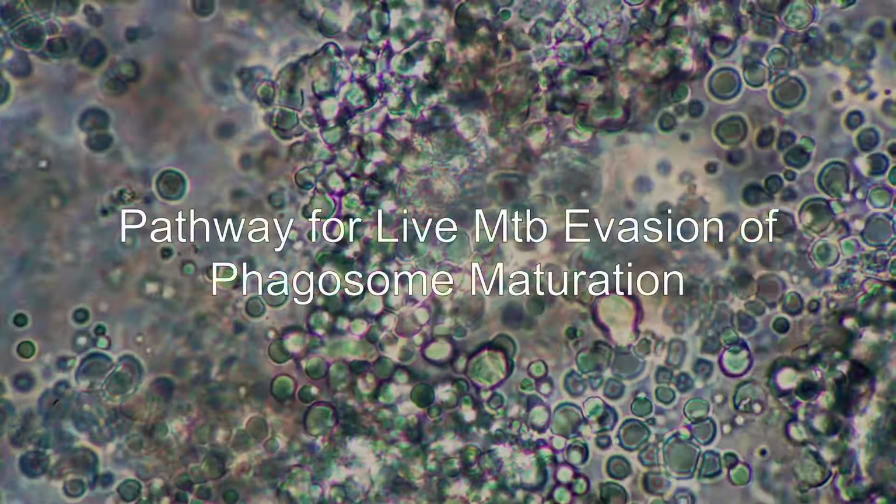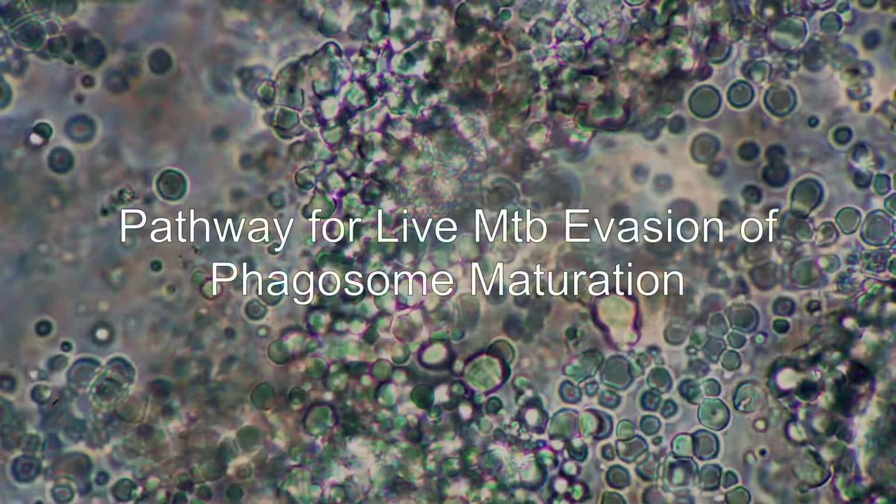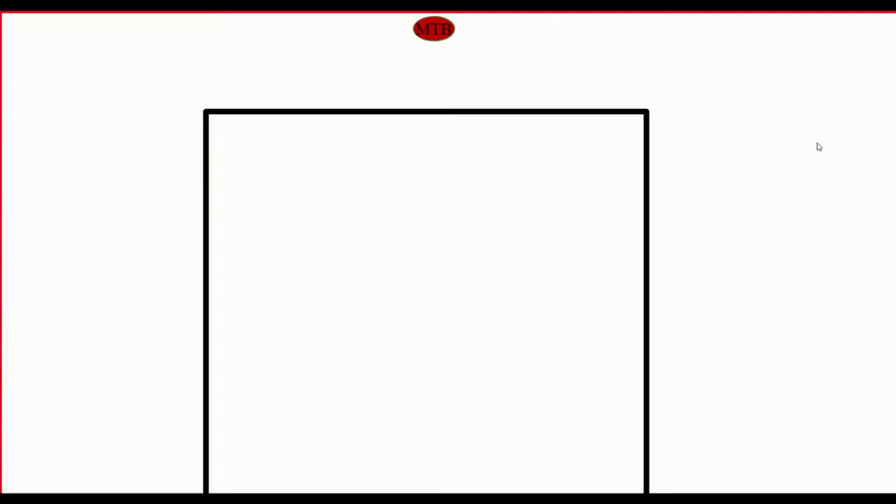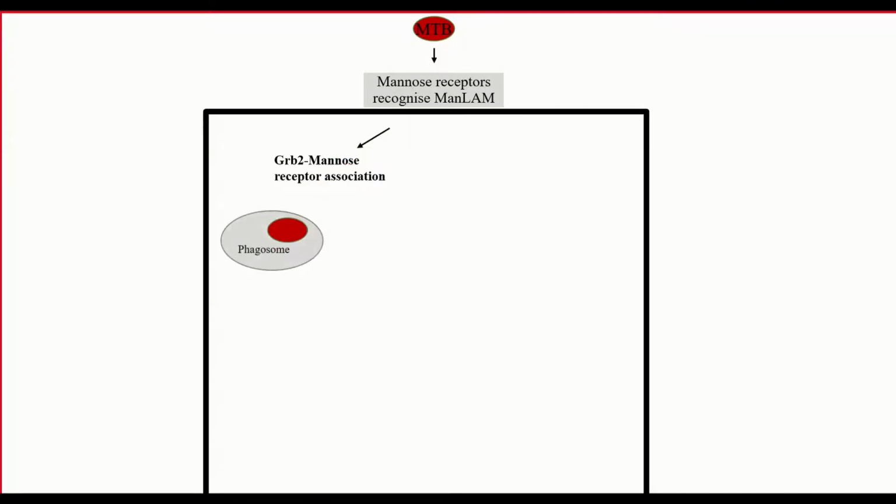However, this pathway is completely different when live MTB is phagocytosed. Once bound, SHP1, a protein tyrosine phosphatase, is recruited by a GRB2-mediated recruitment to the mannose receptor on the phagosome. This will downregulate IFN-gamma-mediated nitric oxide production and IFN-gamma-inducible gene expression. Also, once SHP1 is recruited, Rab7 recruitment is inhibited.